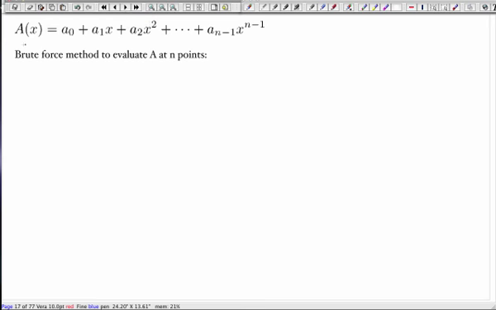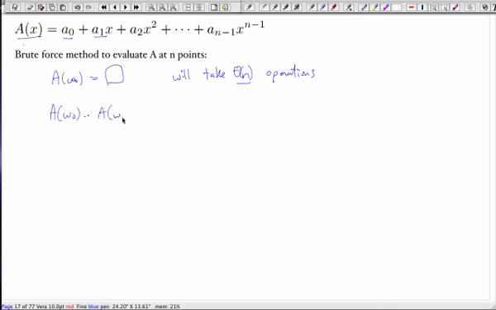The brute force way of taking a polynomial and producing a of omega 0 will take theta n operations. You can compute a0 and then a1 times x and then a2 times x squared, etc. This you can do in theta n operations. And so, of course, the brute force way of computing a of omega 0 to a of omega n minus 1 takes theta n squared operations.